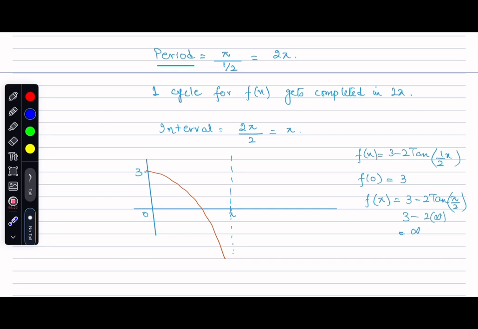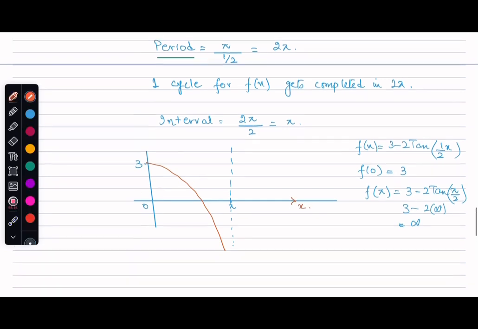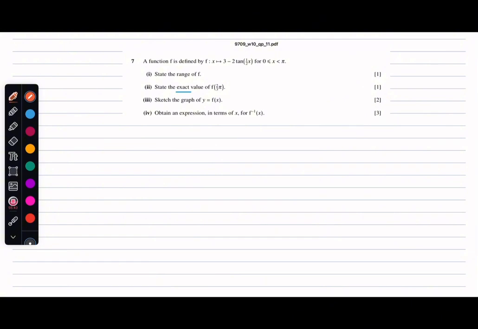And let's move to the last part of the question, which says obtain an expression in terms of x for f inverse of x.